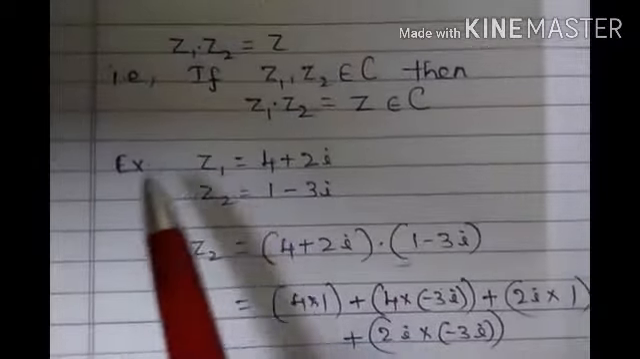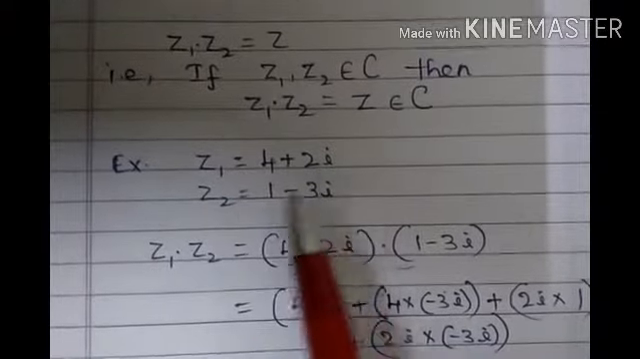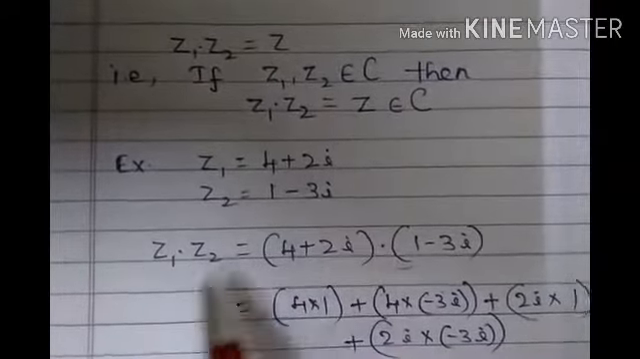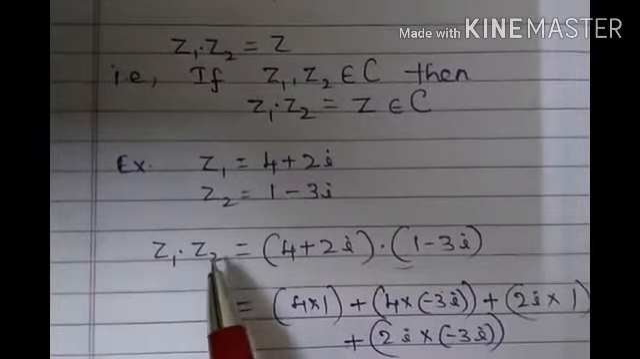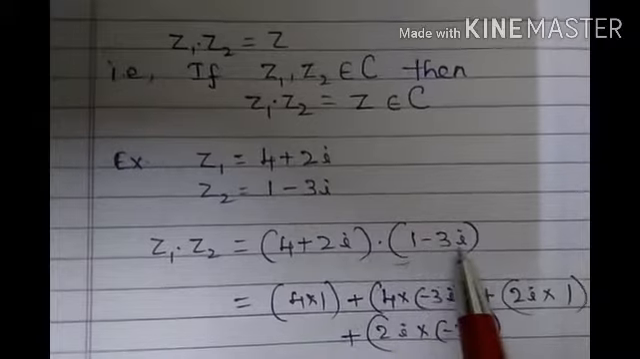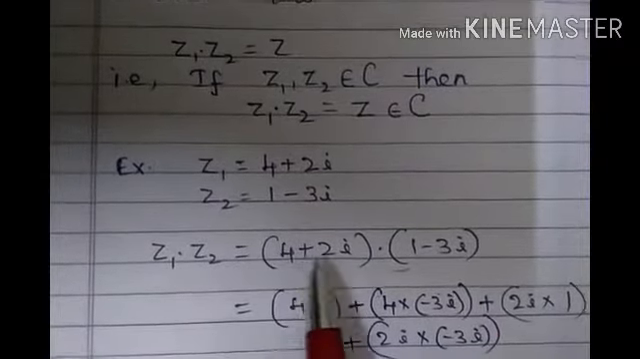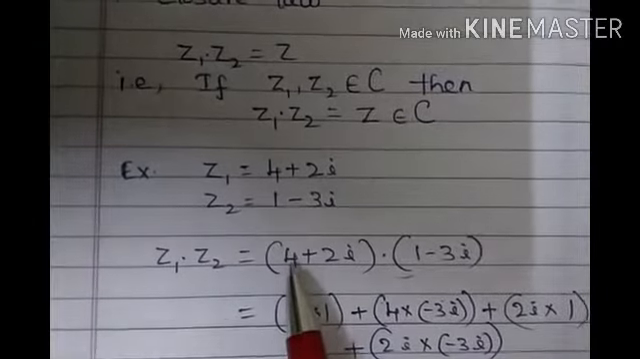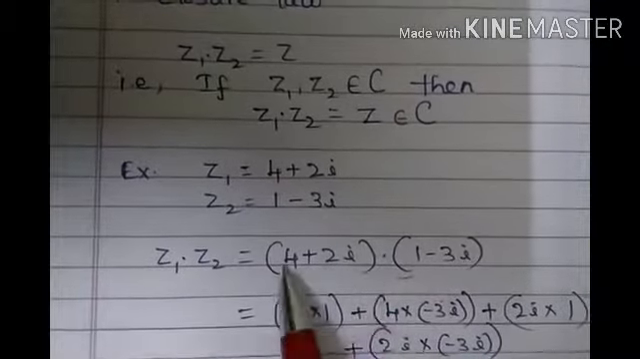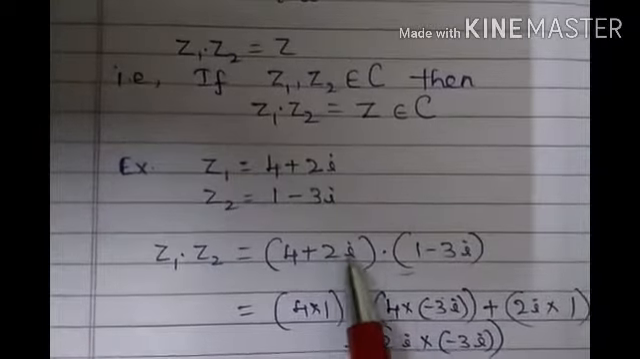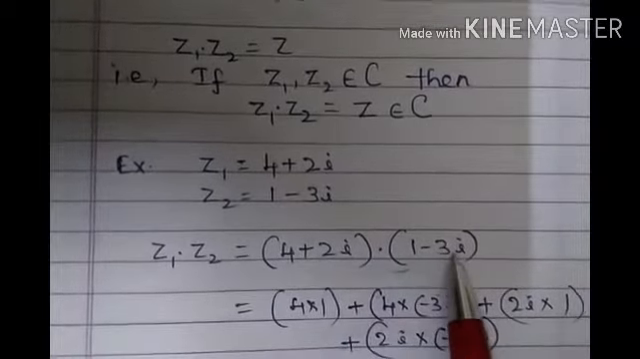Let us verify by taking an example. Z1 is equal to 4 plus 2i, Z2 equal to 1 minus 3i. The product of these two complex numbers is Z1 into Z2, that is (4 plus 2i) into (1 minus 3i). We know that while multiplying two complex numbers, we have to multiply 4 with 1 and 4 with minus 3i, and then multiply 2i with 1 and 2i with minus 3i.